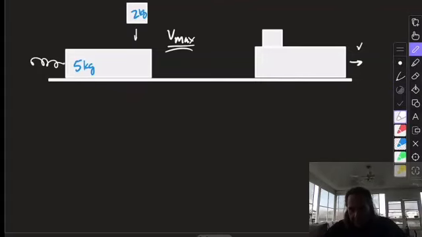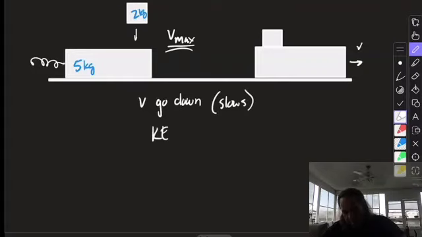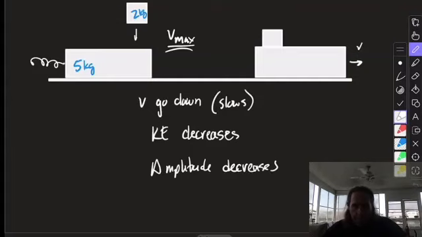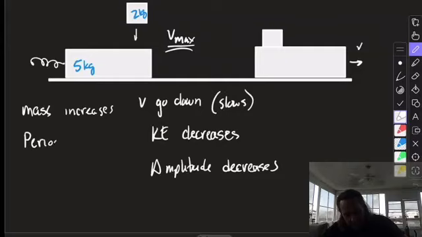So if they do that, V is going to go down. It's going to get slower, which means the kinetic energy decreases and the amplitude decreases. But also the mass increases. So the period increases. That's the simple harmonic motion part.